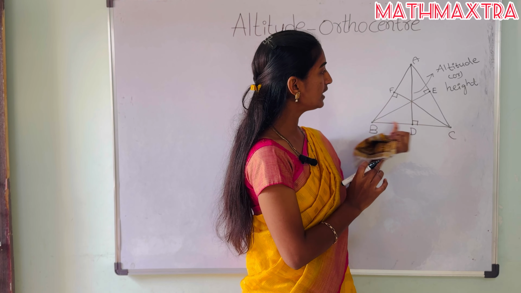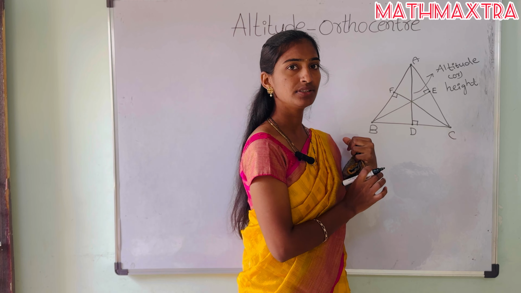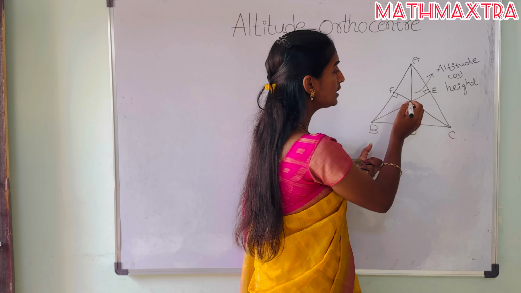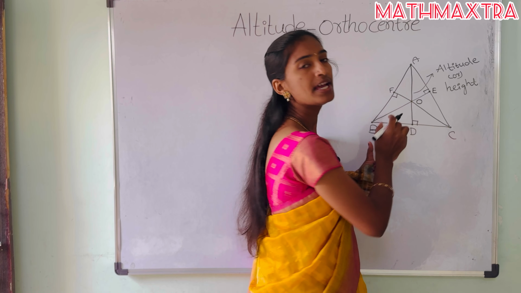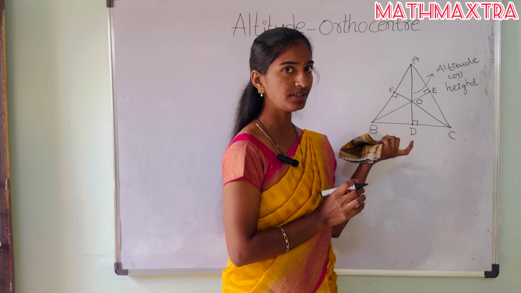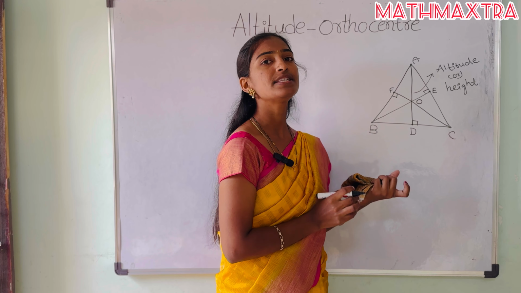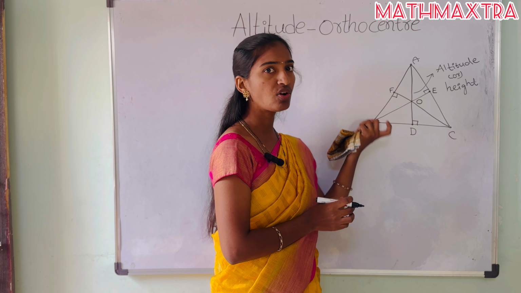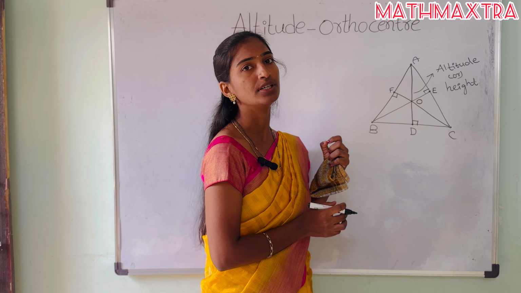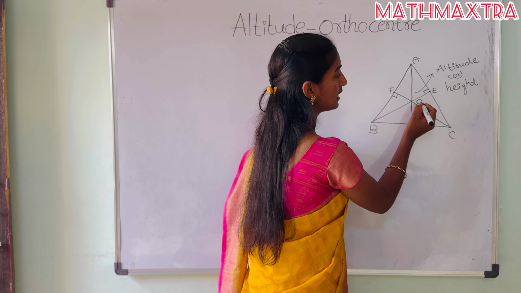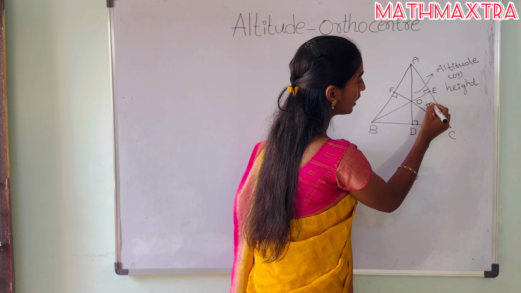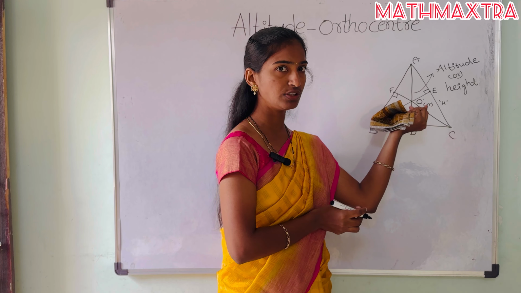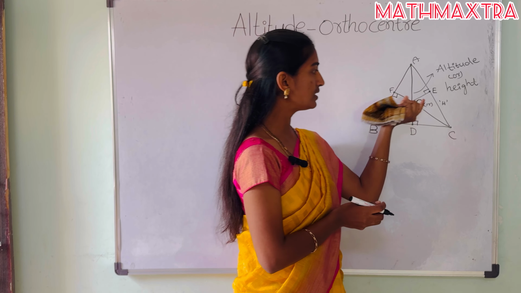What happened? These three altitudes are concurrent at one point. Yes, this is the concurrency of all three altitudes. This point we call an orthocenter. So the orthocenter is nothing but the concurrency of altitudes. It is always represented by either O or H. So this is what an orthocenter is.